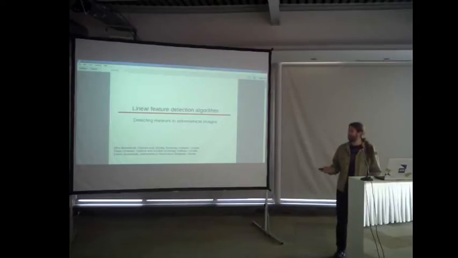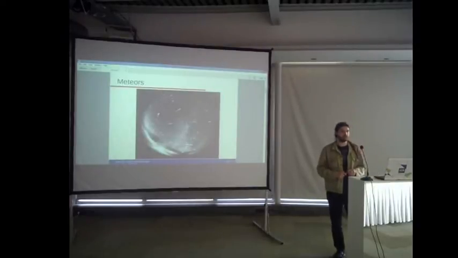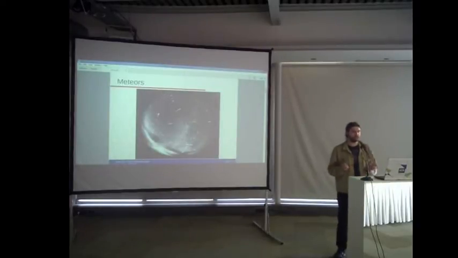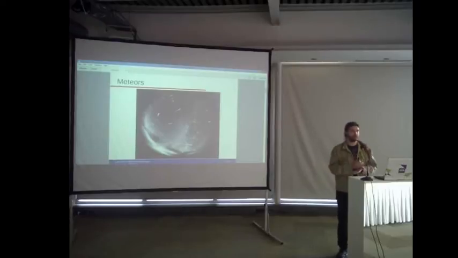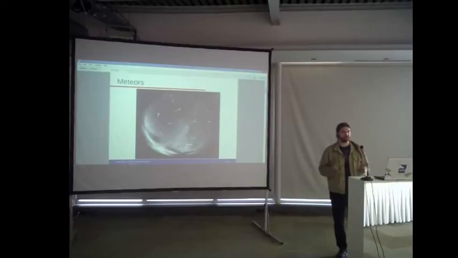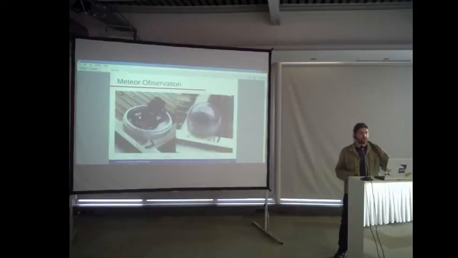Because I'm not sure how familiar the audience is with meteors, just a short introduction. Meteors are the light phenomena that occur when a meteoroid impacts the Earth's atmosphere at anywhere between 20 and 70 kilometers per second. They happen between 7 kilometers and 120 kilometers in height, and usually make for a really, really good show on the night sky.